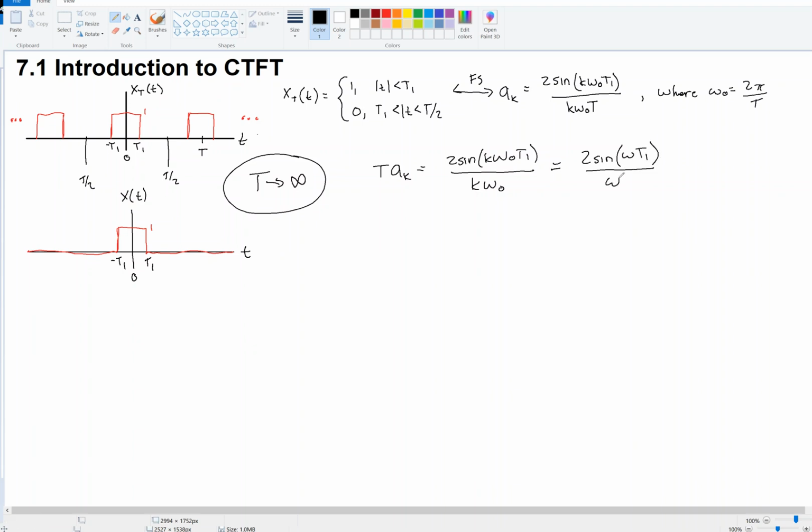I'm going to write this as this, where omega is a variable, okay, and then what we're doing is we're sampling. So this is a continuous function in omega, and then we sample at integer values of omega 0, and that gives us the Fourier series coefficients multiplied by t, right? So let's just be concrete with this, and let's make a plot of this guy.